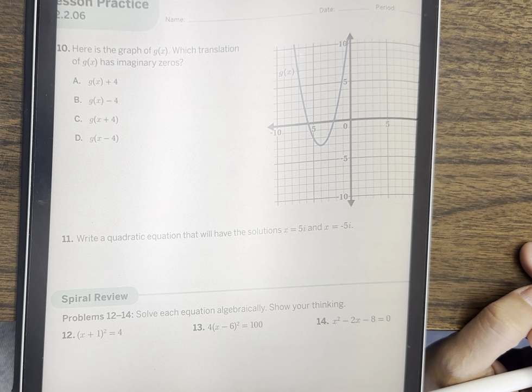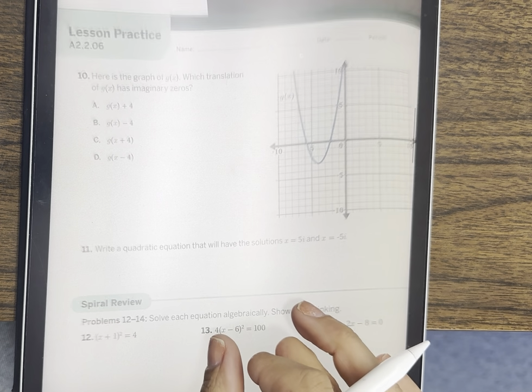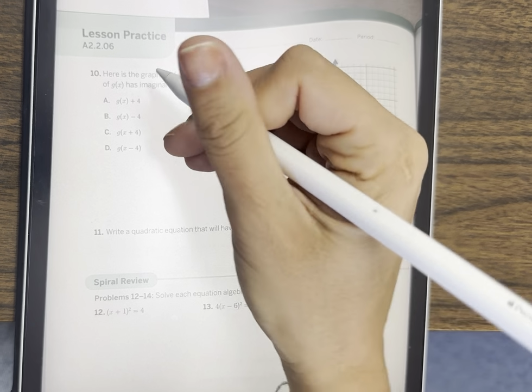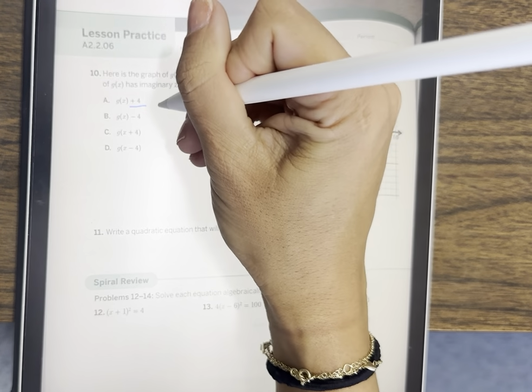Here's the graph of g of x. Which translation of g of x has imaginary zeros? Oh my gosh, here they come with the first chapter stuff. They're just throwing it right back at us. So this is g of x. If g of x were to, what's happening here?